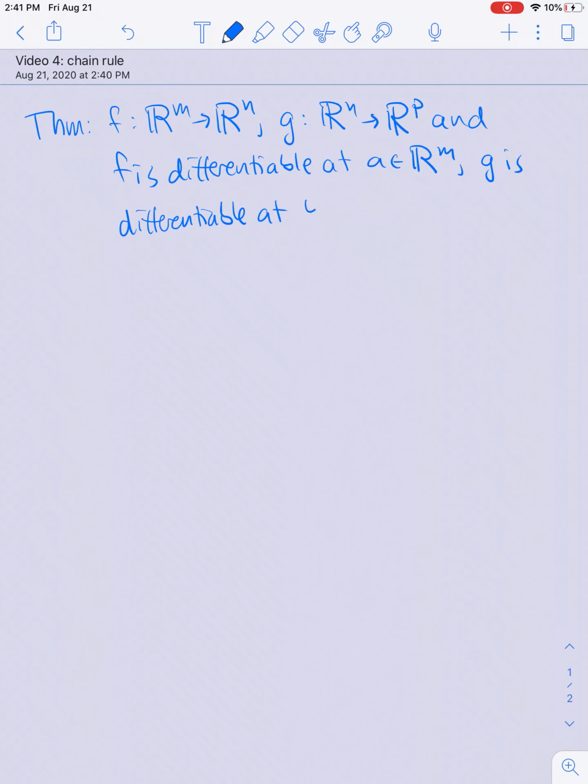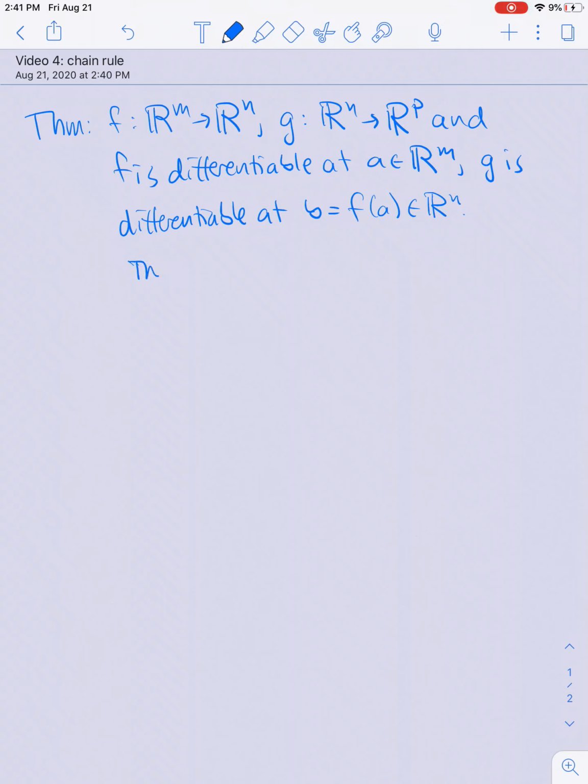In this video, we are going to discuss the multivariable chain rule. So let's assume f is a function from R^m to R^n, g is a function from R^n to R^p, and they're both differentiable enough. So assume f is differentiable at a point A in R^m, and g is differentiable at B, which equals f of A, in R^n.